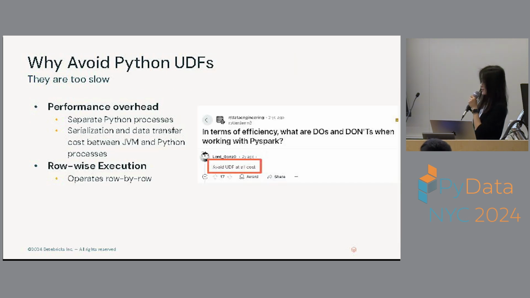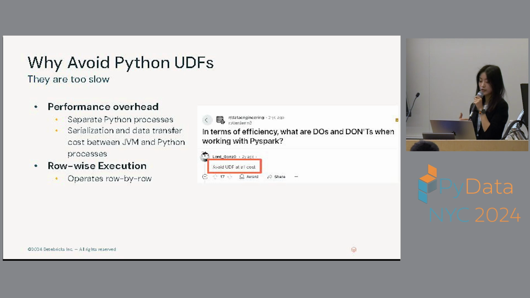However, despite their usefulness, Python UDFs are pretty controversial. If you search online, there are many blog posts and discussions advising against using Python UDFs. Why? Because they are often considered very slow and have bad performance. There are pretty much two main reasons for this. The first one is that it has this performance overhead.